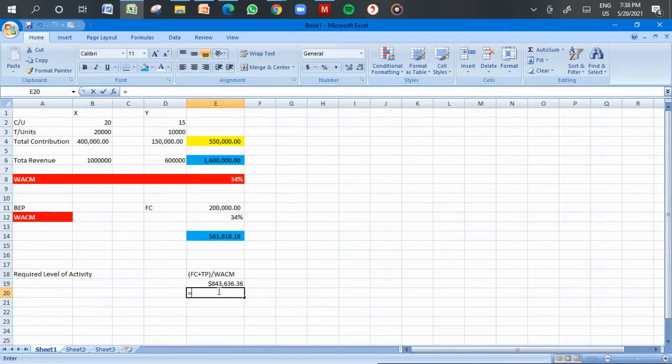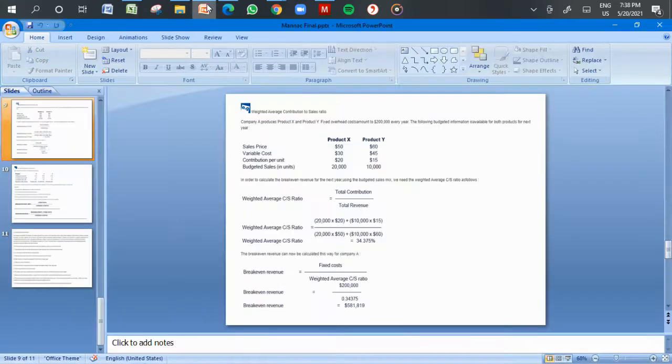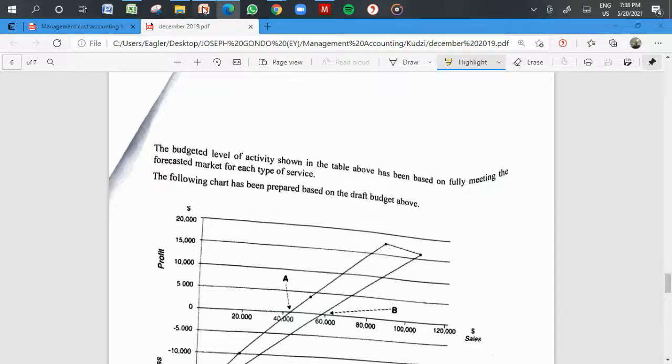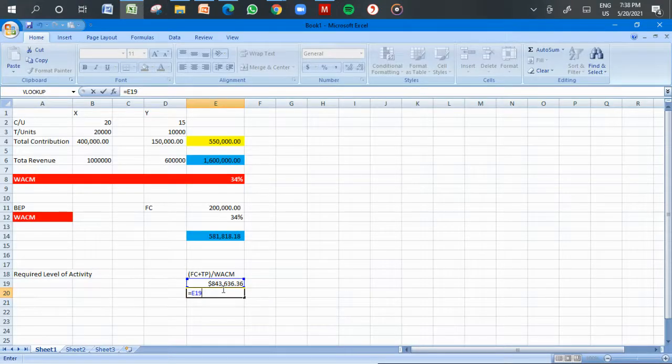Okay, so if they ask us to calculate in units, we're going to say this one divided by our unit selling price. This one normally they don't actually ask as units, because here we have to calculate the average selling price. You always calculate the break-even point and also those required levels of activity for multiple products in terms of dollars.